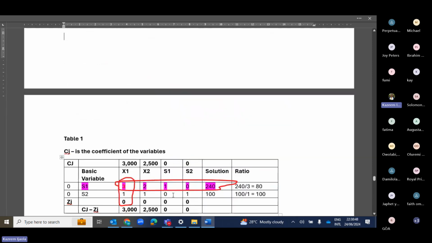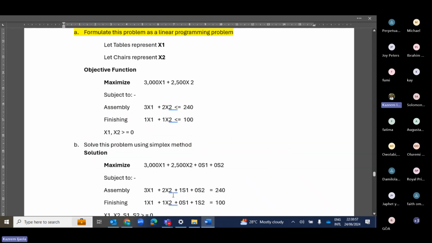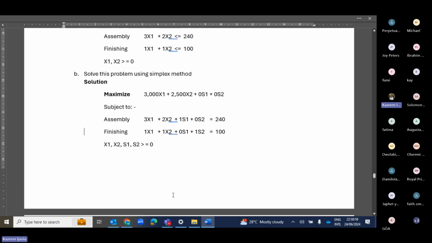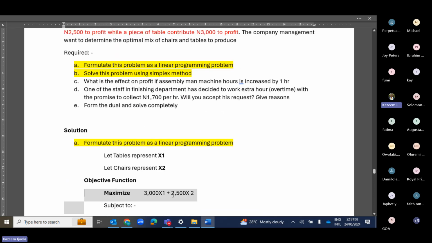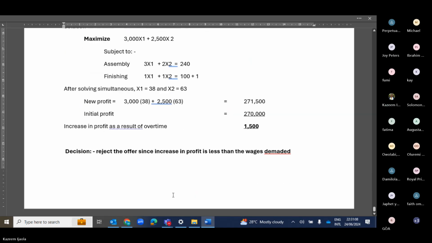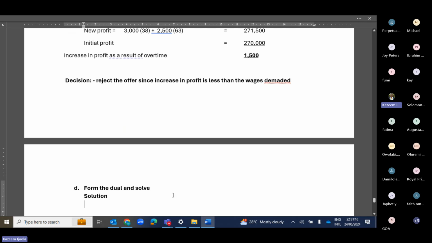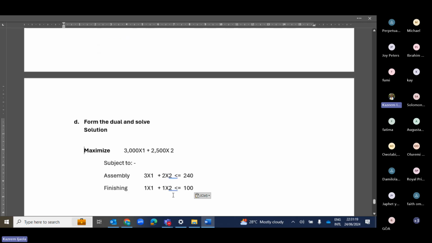The last one is form the dual and solve completely. So this dual is very simple, right? What you are doing under dual is to just change your objective function all over again. So in solving the dual, you must copy your objective function like this. Form the dual and solve. So solution. In form, you copy it like this. This is how it is.